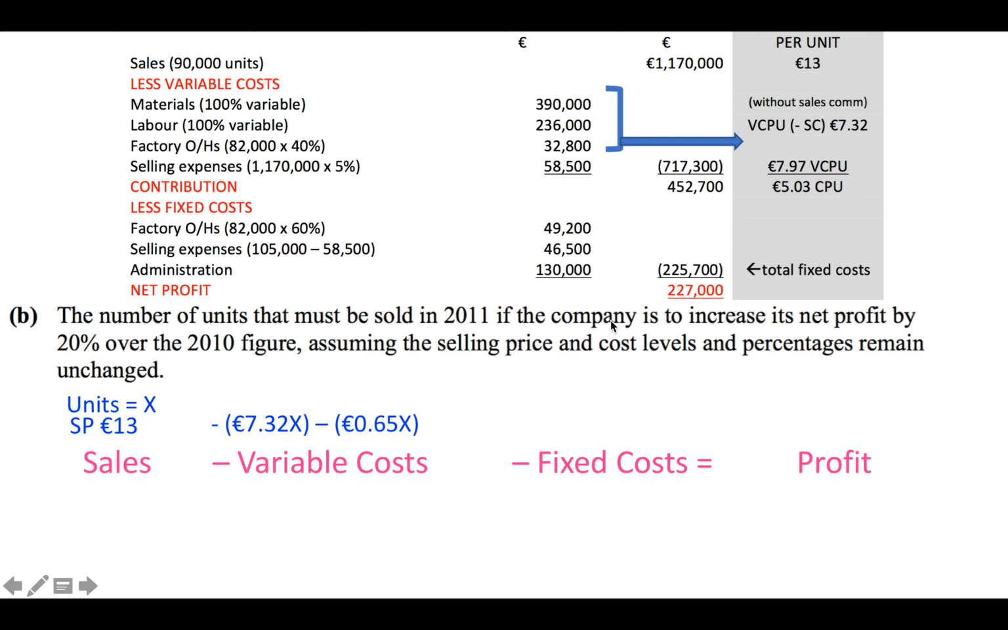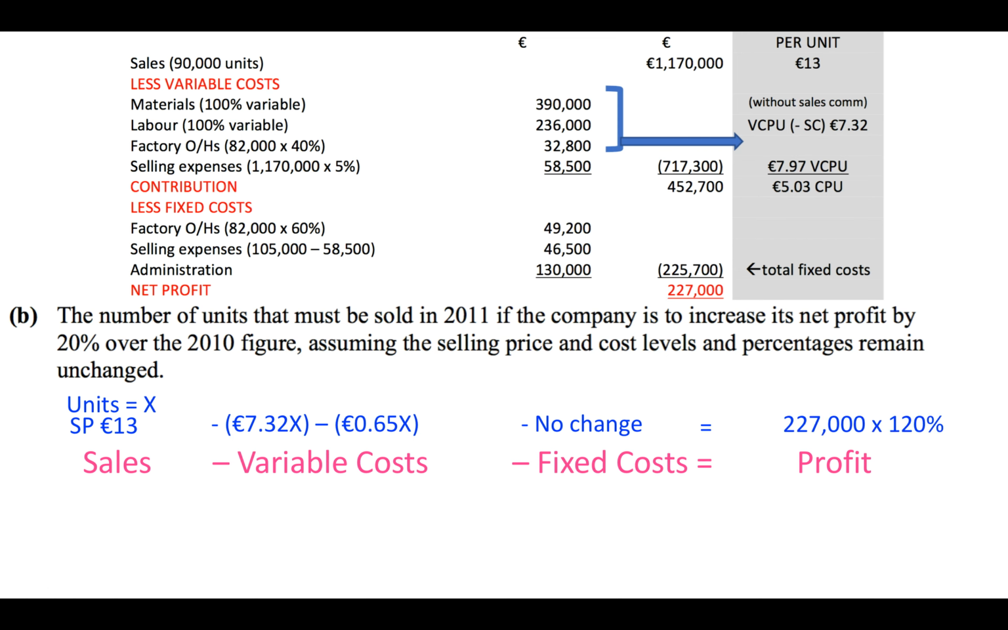Next then, fixed costs. Have fixed costs changed at all? So there is no change there for the fixed costs. The question hasn't asked us to change it. It hasn't said that the fixed costs are going to change. But the question has said that they want the net profit to be increased by 20% over the 2010 figure, which is the 227,000. So 227,000 by 120%.